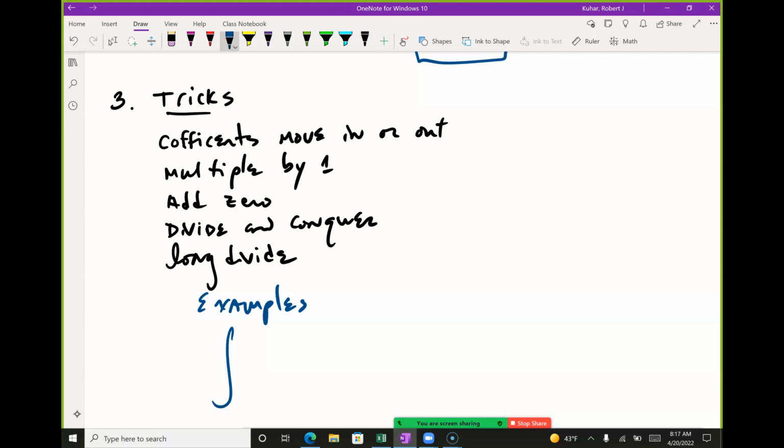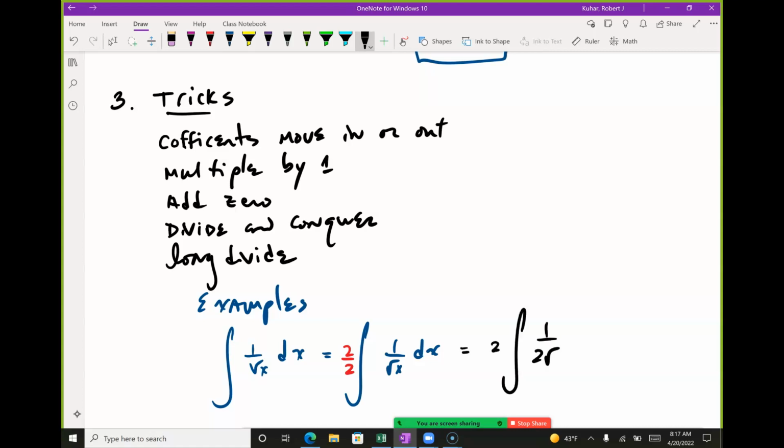So for example, a real simple one, 1 over square root of x dx looks an awful lot like method 1, right? But what am I missing? The 2? Yeah, the two downstairs, right? So I know I can multiply by 1, so I'm going to multiply by 2 over 2, because I need a 2 downstairs, right? So now I have 2 times the integral of 1 over 2 square root of x dx. And now I know this part in blue is square root of x. So I get 2 square root of x plus c. So if I see I'm just missing a coefficient, I can bring it in by multiplying, right?